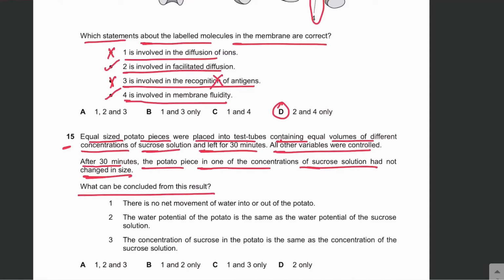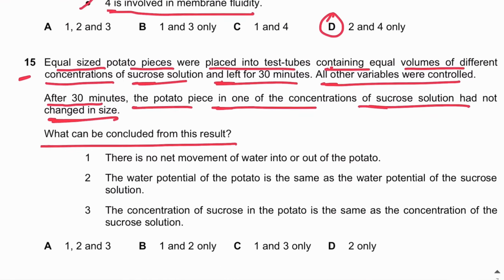So guys, they are saying that there are equal sized potato pieces and they are placed into the test tubes containing equal volumes of different concentrations of sucrose solutions. So different potato pieces are placed in different sucrose solutions of different concentrations, and each potato piece has an equal size, right? And they are kept for 30 minutes, right? So there is one potato piece in one of the solutions of sucrose which did not change in size. It means that there is no net movement of water. So what can be concluded from this result?